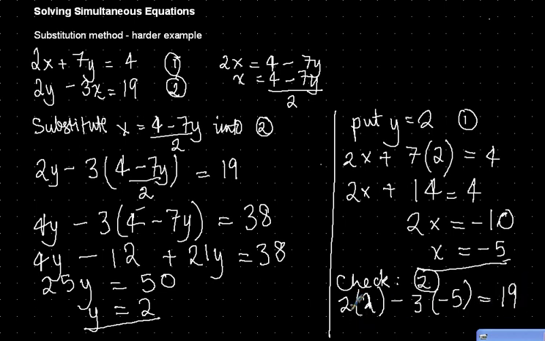2 multiplied by 2 is 4. Negative 3 multiplied by negative 5 gives me plus 15, which equals 19. So our solution of x equals -5 and y equals 2 is correct.